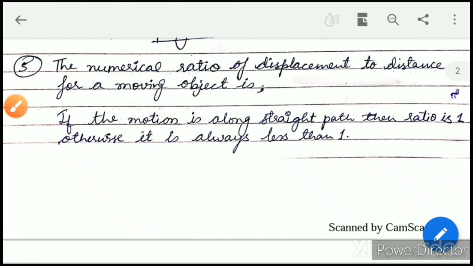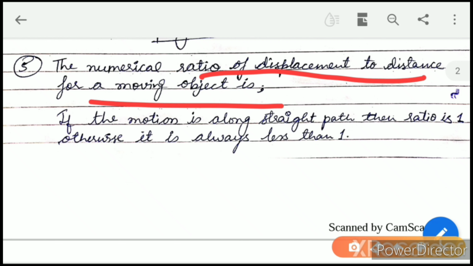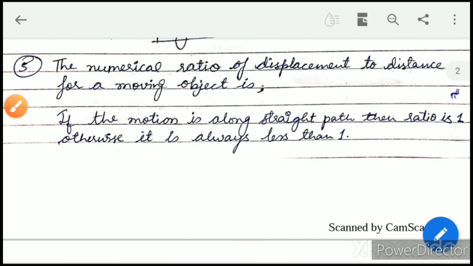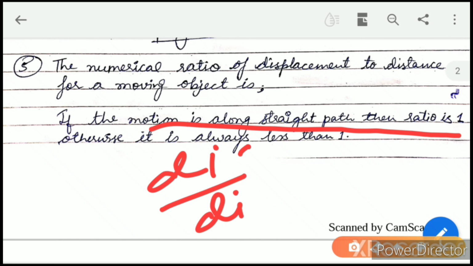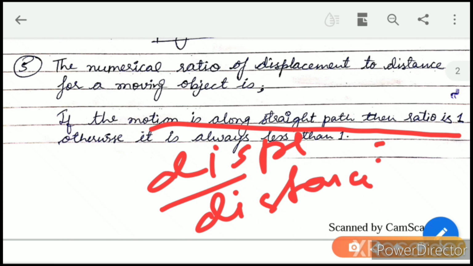Now come to next numerical, that is, the ratio of displacement to the distance for a moving object. It has not been mentioned here whether the path is straight or circular or what. So we can write down the condition. If the motion is along a straight path, then the ratio is always equal to 1, because the displacement and distance will become equal, so they will cancel out and the ratio will be 1.